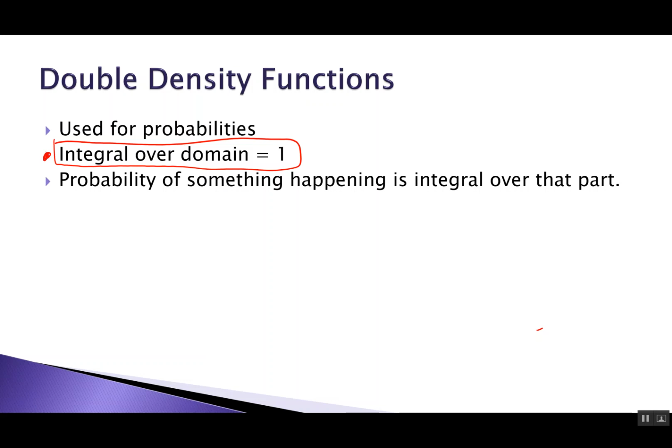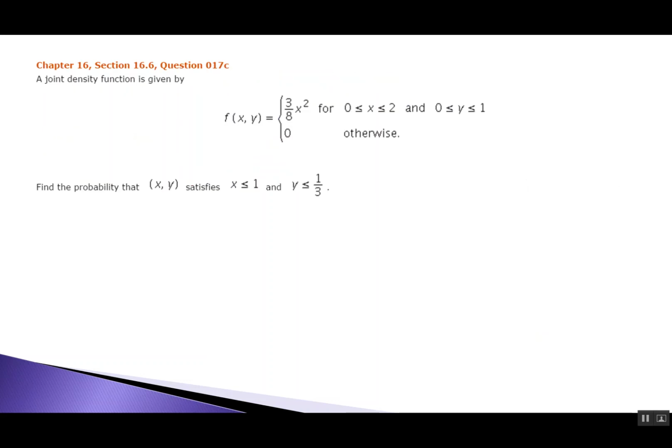Let's look at a real quick example here. So here's a homework question. I have a double density function, sometimes called a joint density function. And here's my function 3/8 x squared over the domain 0 less than x less than 2. So here's my x and my y. There's a 2, and 0 less than y less than 1. So there's my domain, and this is my function. Outside of that rectangle, that function is a 0. So find the probability that this satisfies x less than 1 and y less than a third.